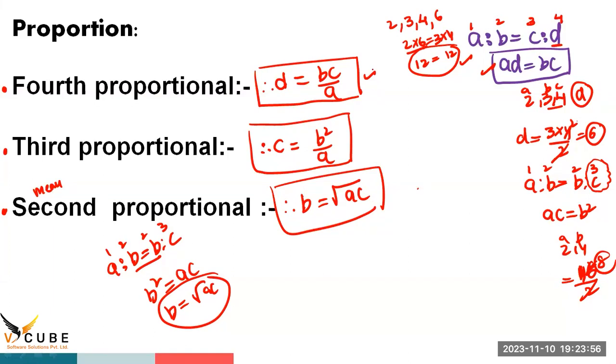Okay, just remember these 3 points. What is the fourth proportion formula? What is the third proportion formula? What is the second proportion formula or mean proportion formula? Second proportion and mean proportion have the same meaning. Any doubts regarding this point, guys? Any doubts regarding the proportion concept? No, sir.